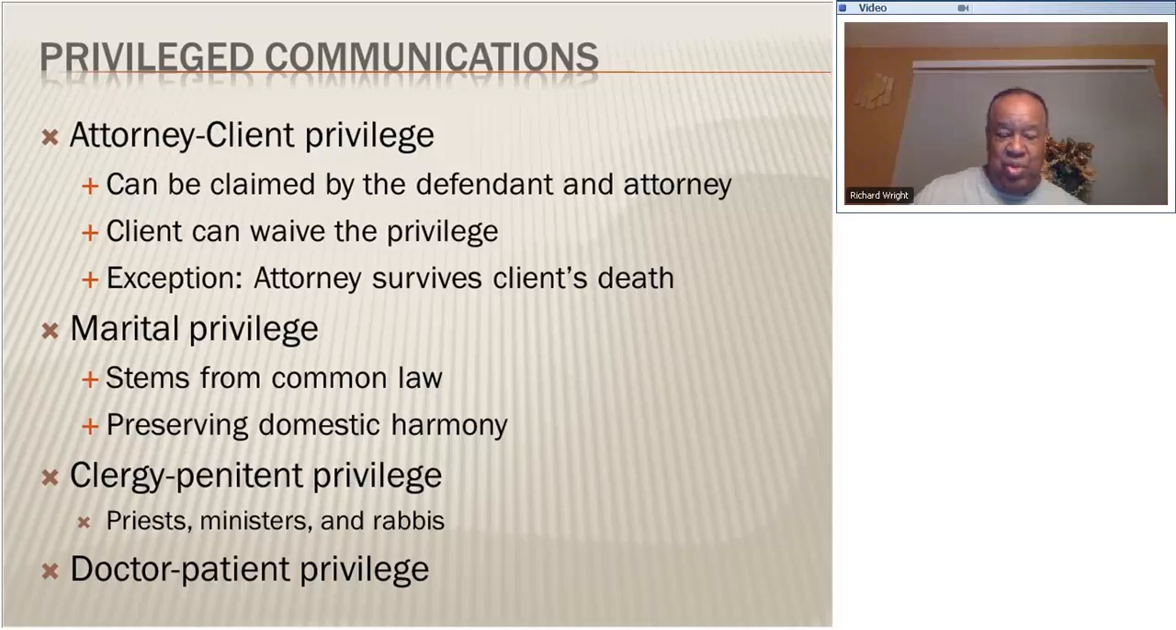Doctor-patient privilege as well, same kind of thing. Because the key thing is to promote an open dialogue between the doctor and patient, the clergy and the members themselves, and then, as I said, to protect marriages.